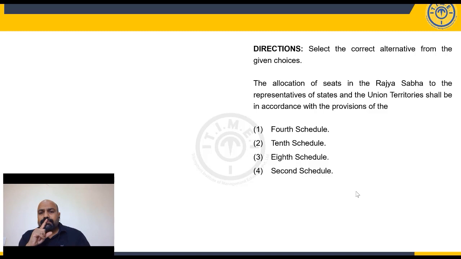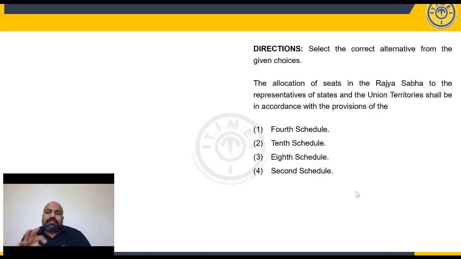If you look at the third schedule, it carries oaths, O-A-T-H-S, of MPs and MLAs. The fourth schedule is the answer there. Rajya Sabha seats are divided between states and union territories.